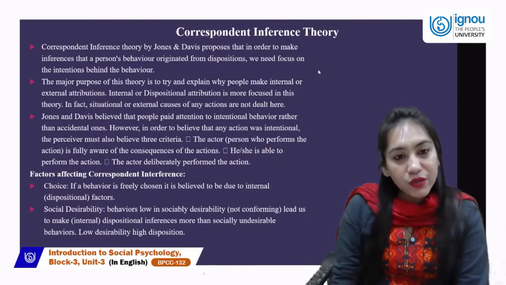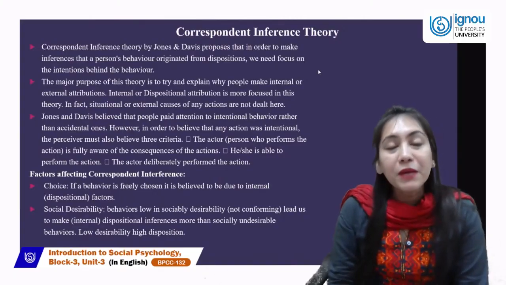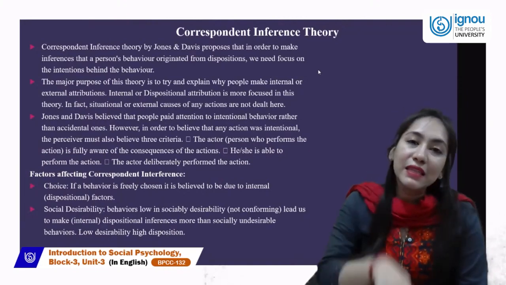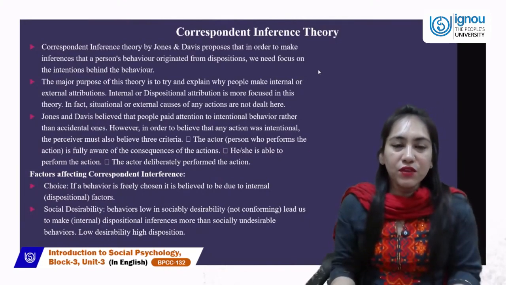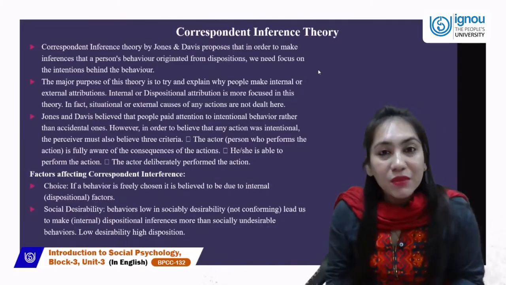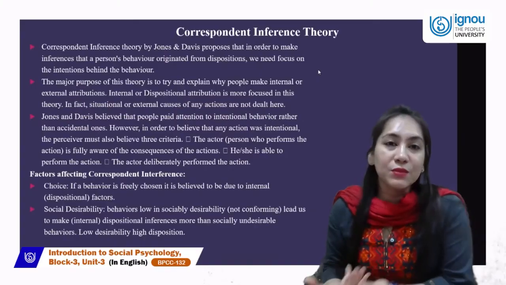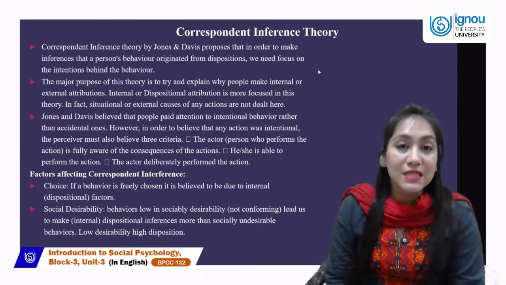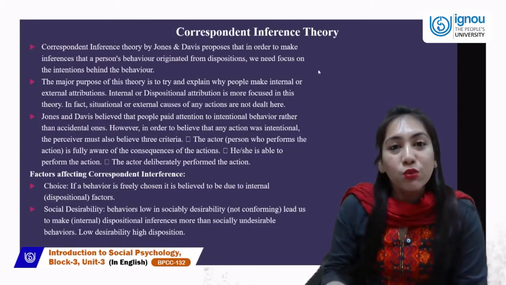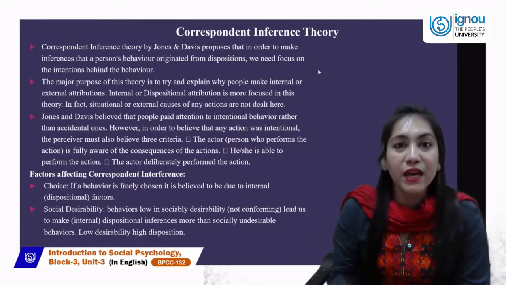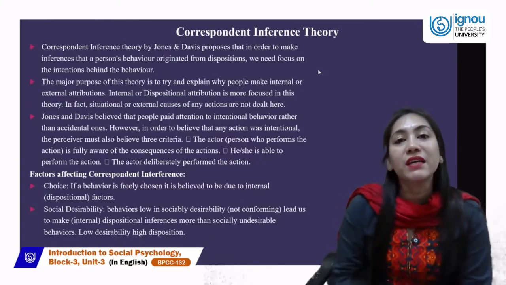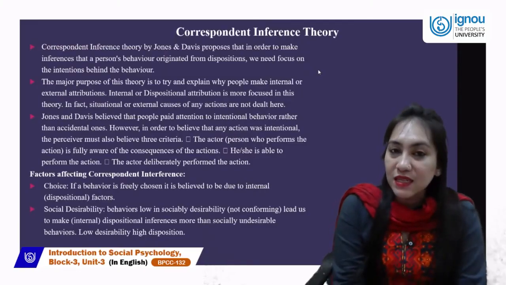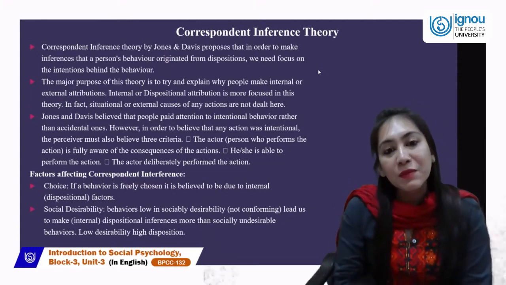The major purpose of this theory was to try and explain why people make an internal or an external attribution. So now we are finding out the cause behind the attribution itself. The cause of people's behavior can be internal or external. Why they are making an external or an internal attribution is something which the correspondent inference theory explains with the help of focusing on the intention, with the help of understanding what the intention is behind a person's personality. So if a person is making a dispositional attribution, that is because of the personality and why they have an intention in their personality like that.